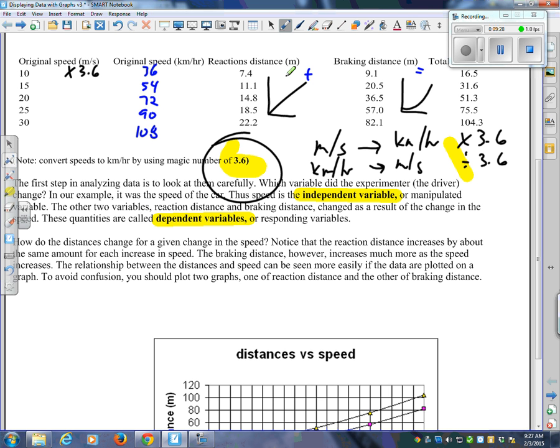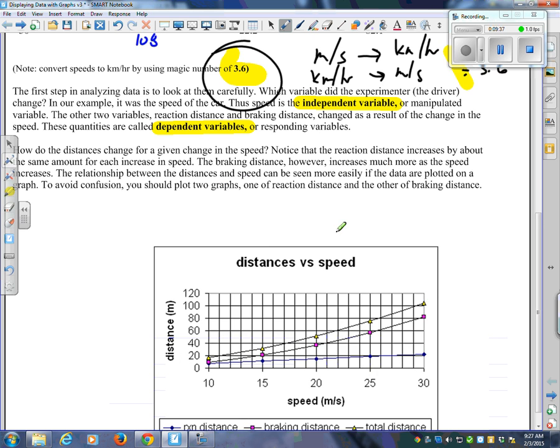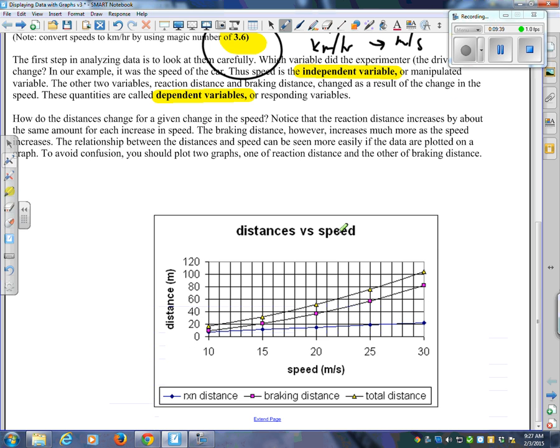The relationship between the distances and the speed can be more easily seen if the data are plotted on a graph. To avoid confusion, you should plot two graphs, one of reaction distance and the other of braking distance. And I did that for you down here. So this one here, the line is the reaction distance. This curvy one here is the braking distance. And what's the yellow one? It's not yellow on your page, obviously. That's the total. It's what you get when you add that plus that, you get that. And it should be no surprise that that is also curved. Okay?